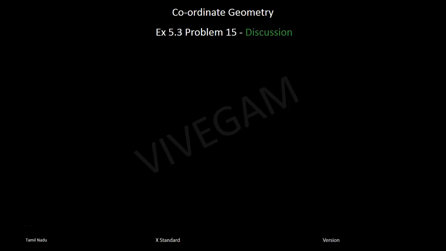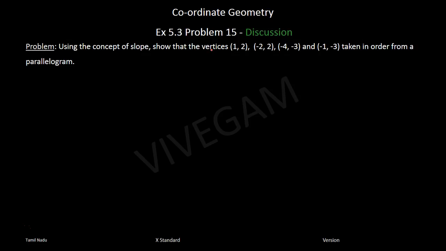Exercise 5.3 Problem 15 Discussion. Using the concept of slope, show that the vertices (1, 2), (-2, 2), (-4, 3), (-1, 3), taken in the order, form a parallelogram. So we are given 4 vertices. They are taken in order, so we don't need to worry too much about arranging them.